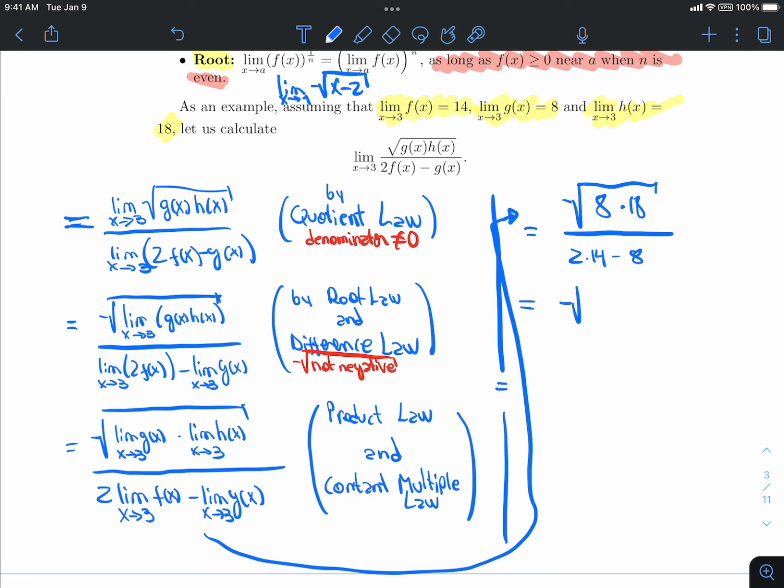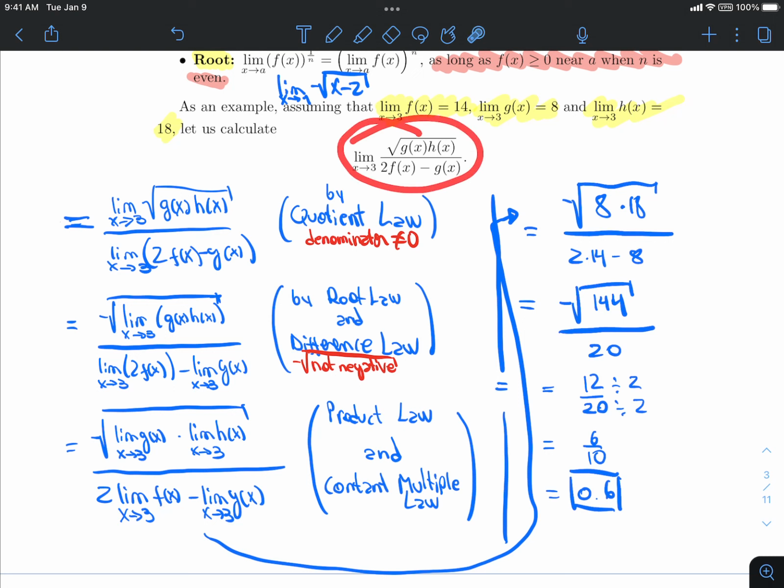Let's actually do that. So 8 times 18, I have my calculator now on me. 8 times 18 equals 144. That's great. I know that that has an exact root. And the bottom will be 2 times 14, that's 28, minus 8, that's 20. So that will be 12 over 20. I can simplify those by 2 each. Get a 6 over 10, which is 0.6. So that's my answer. I can get an exact answer, even though the beginning was a very complicated expression.